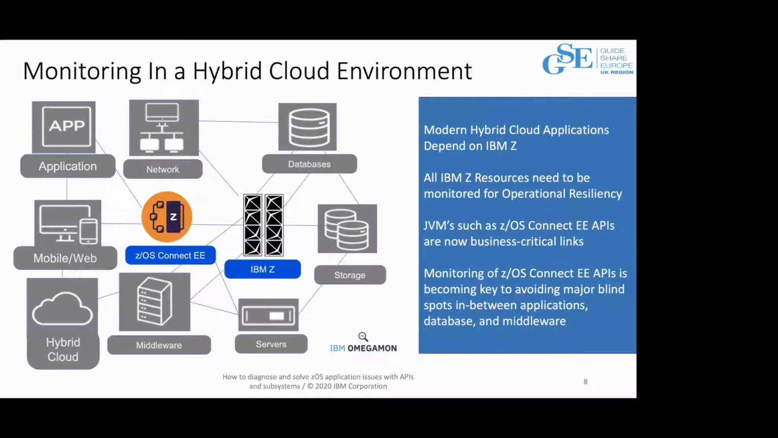Oops, wrong slide. JVMs such as zOS Connect Enterprise Edition are now business critical links to the mainframe. Therefore, monitoring zOS Connect Enterprise Edition JVMs and the API requests is key to avoiding major blind spots in between applications, database, and middleware. IBM Z monitoring, or the Omegamon family, provides this capability.